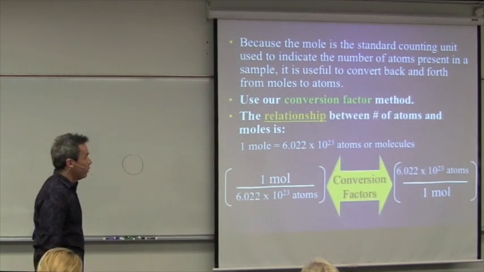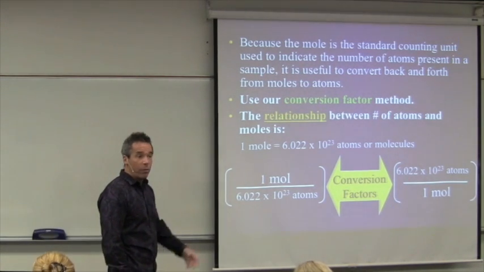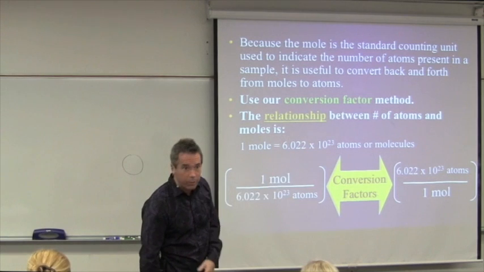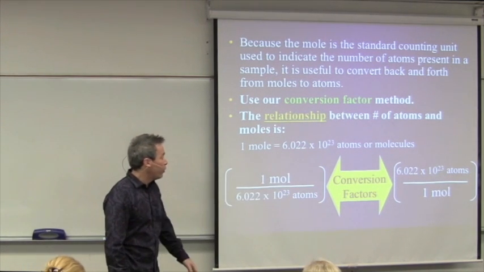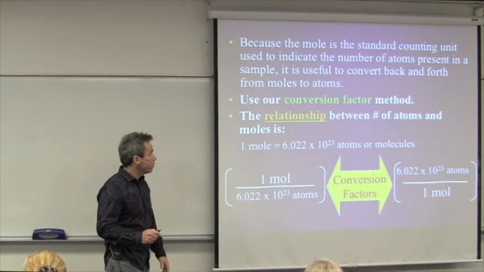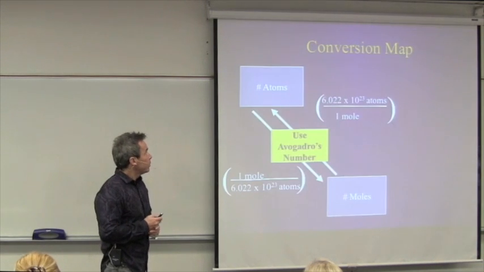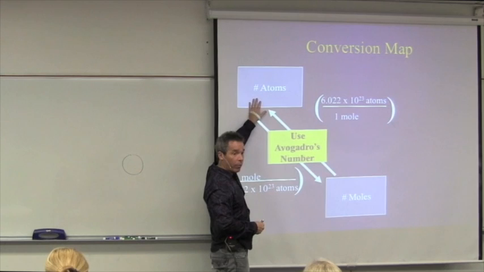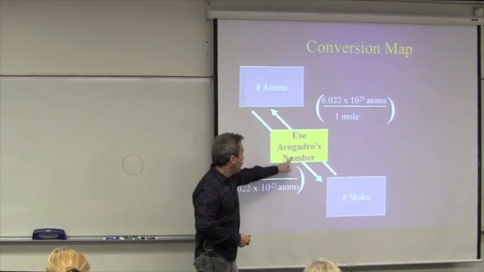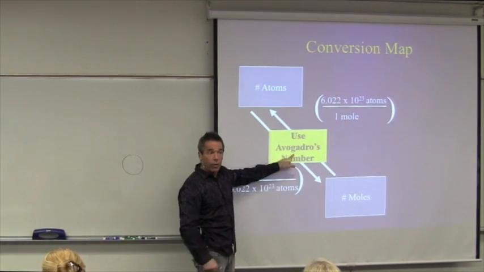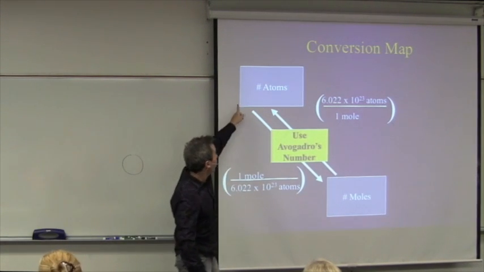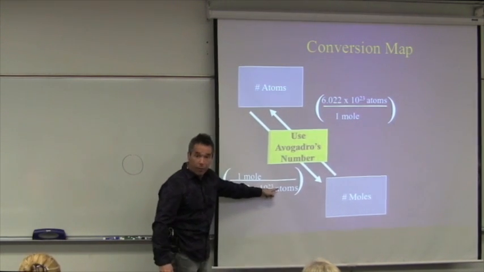And now you could convert back and forth between number of atoms and moles. When we do molecules, it'll be the same thing. Number of molecules or number of marshmallows, between moles and number of particles. So here's a little conversion map. If you're given the number of atoms and you want to know the number of moles, you're going to use Avogadro's number as the conversion factor. One way or the other, depending on which way you're going. When you're going from atoms to moles, you want atoms on the bottom.